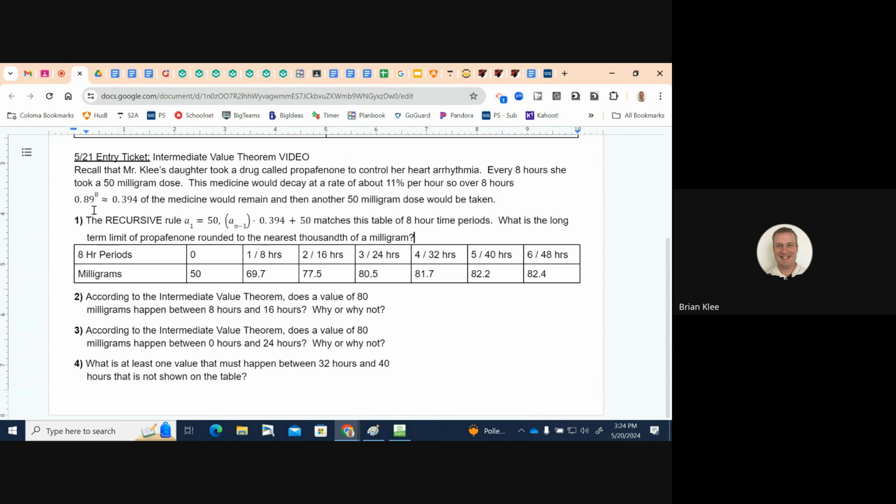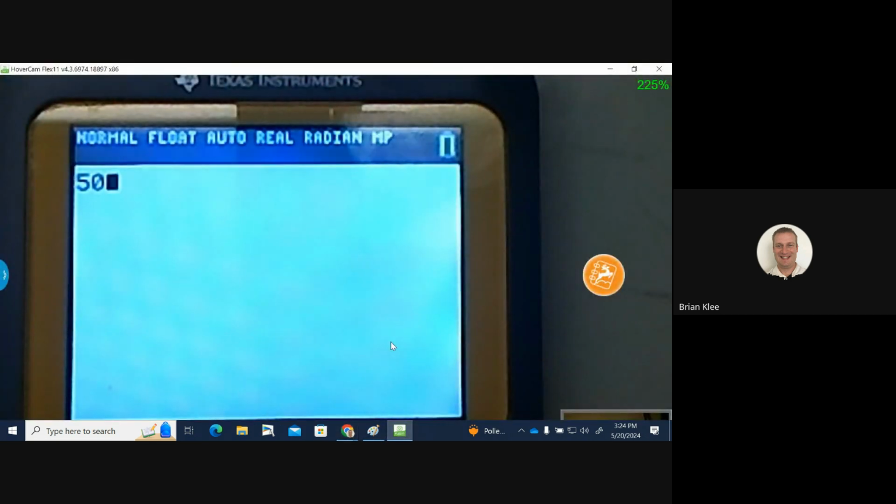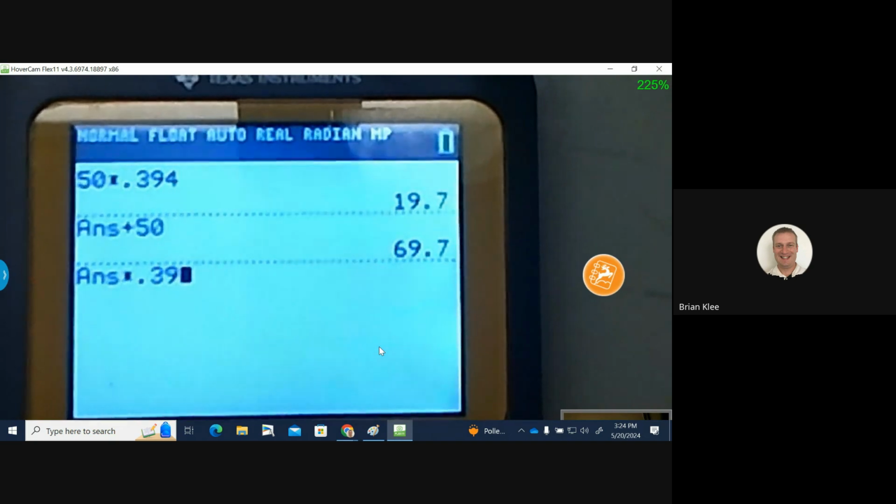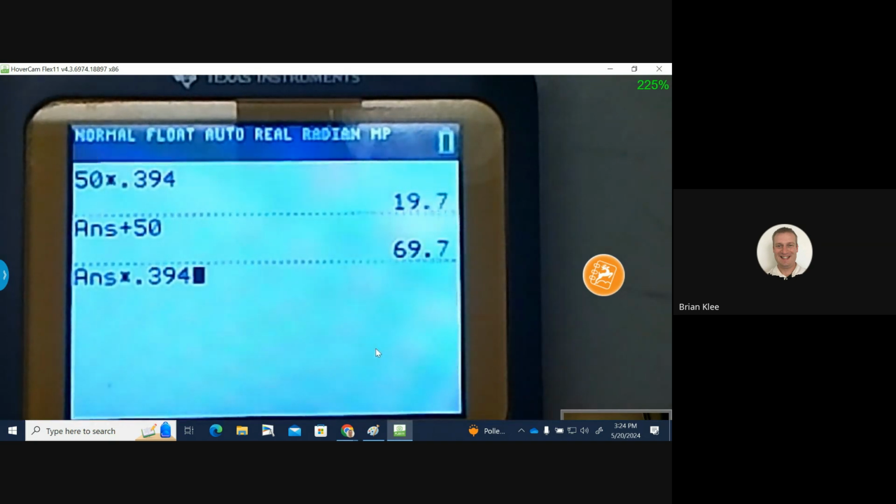So over 8 hours, 0.89, 89% is the percent left over, 100 minus 11, 89. 0.89 to the 8th, over an 8 hour period, about 39.4% of the medicine would still remain. So what's ultimately going on, jump to our calculator here, 0.394 of it's left over, and then she takes another dose. So now it's 69.7. That decays, 0.394 of now a bigger number is left over. So now it's 27 something.